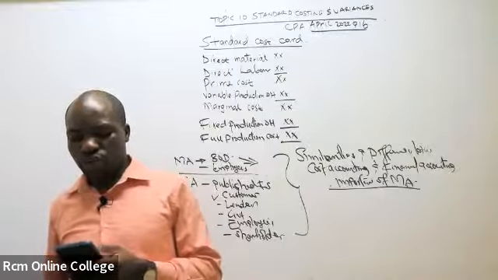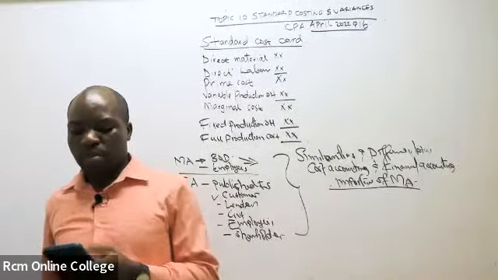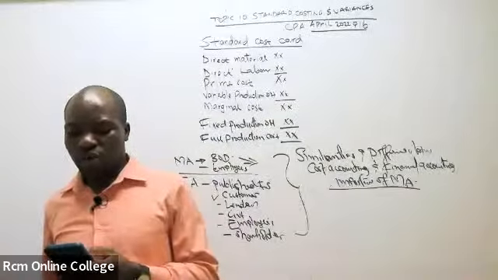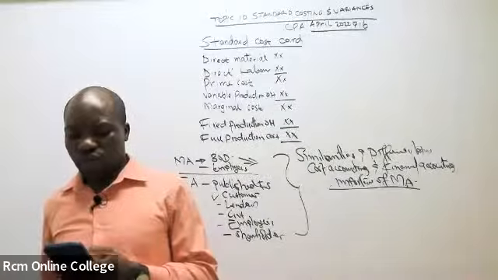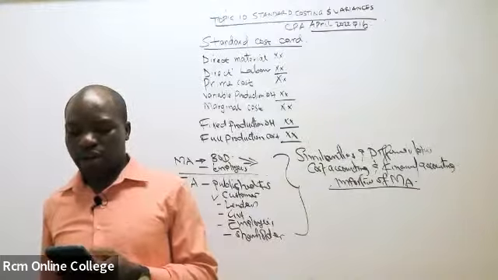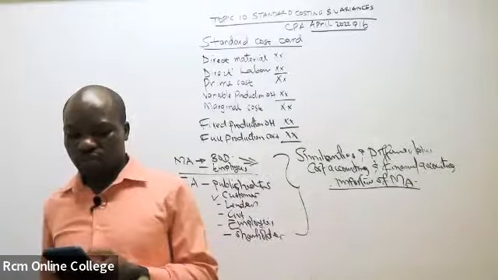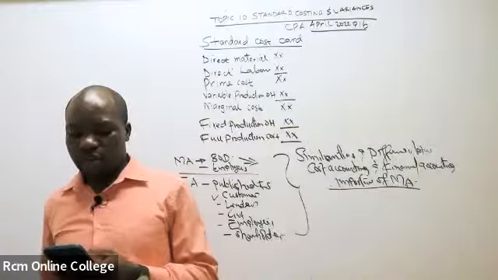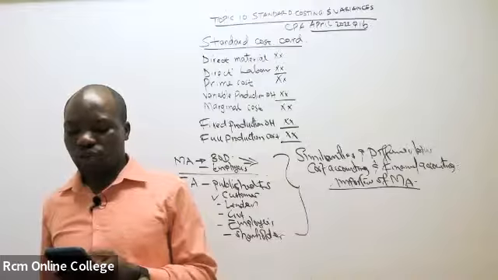What are you required to do? Number 1, prepare a standard cost statement of a unit cost showing: number 1, prime cost; number 2, variable production cost; number 3, total cost; number 4, selling price per unit at a notional profit of 15% on cost.